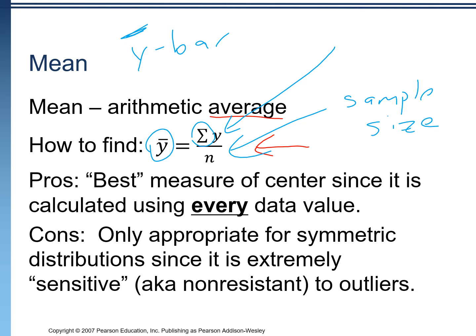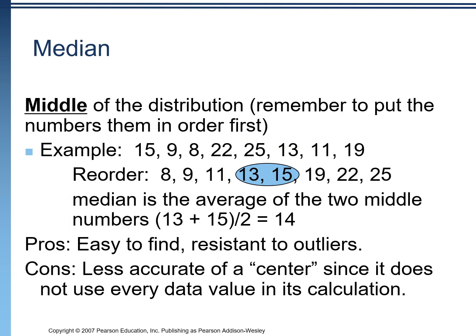So the pros of using the mean is that it's widely considered the best measure of center because it's calculated using every data value, which is not true of the median or the mode. Cons is that the mean can be pulled away from the center if there's outliers or if we have a skewed distribution.